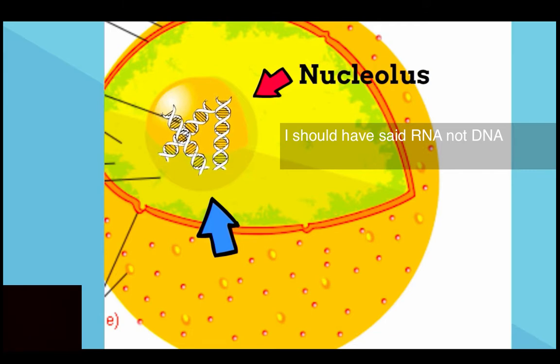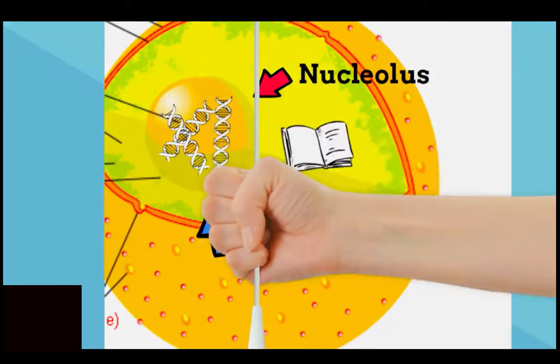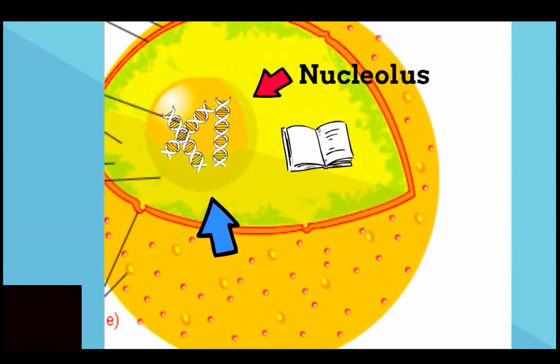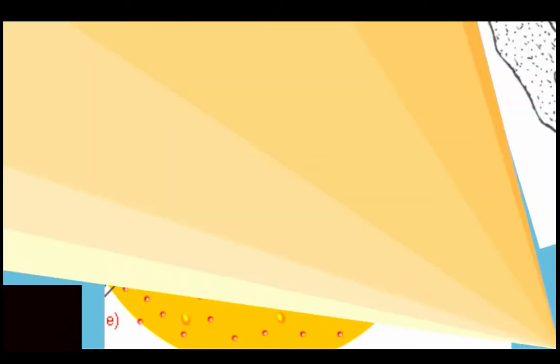It is also the site of transcription, which is the starting point of protein synthesis. This is how the nucleus controls the cell. It has all the information on how to make the stuff like proteins for the cell. These proteins are used for many purposes inside the cell. Ribosomes are also made at the nucleolus.